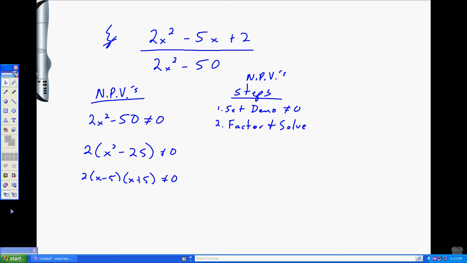Set my factors, can't equal 0, and solve them. Just like so. Add the 5 over here, minus the 5 over on this one, and we get x cannot equal 5, and x can never equal -5. So there's your asymptotes in this situation, or non-permissible values. It's just another name for it. So that's as hard as it gets. Some of them get a little bit more crazy if they've got more than one variable, but you just pick one of the variables and solve for it.